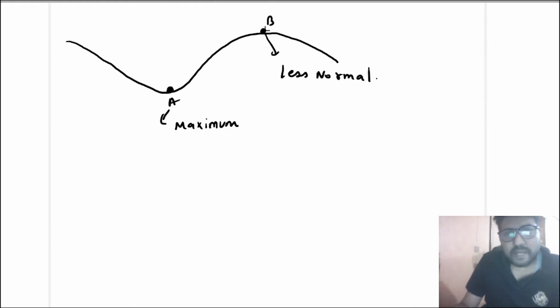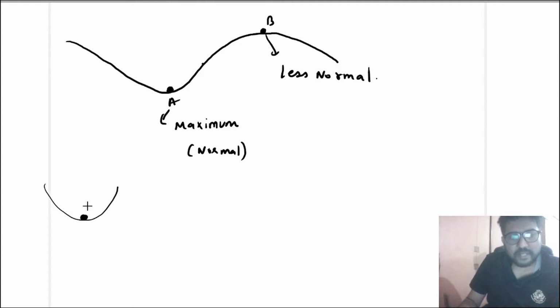But this is not the minimum normal. Why? Because in a convex bridge the minimum normal is at the lowest point. Okay, but this is the maximum normal. You cannot get a normal more than this in the concave bridge. So in the concave bridge the normal is maximum at this point, and in the convex bridge the normal is maximum at this point. But if you compare these two, then normal is more here.